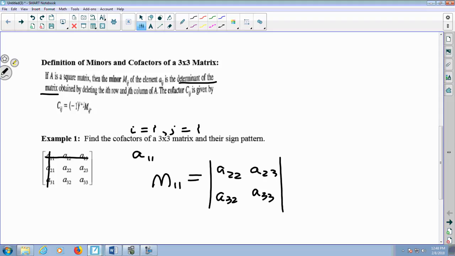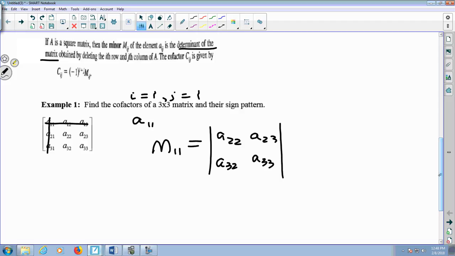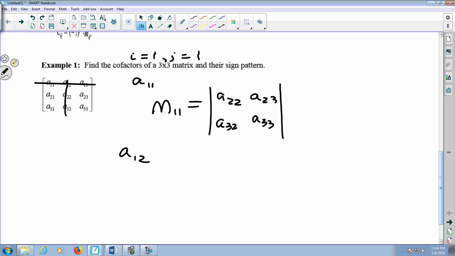Okay, let's look at another one. Right now we're just calculating minors. Let's look at A12. If I go to A12 here, I'm going to cancel out the ith row, which is 1 in this case, and the j column, which is 2. And we're left with the minor, which is, since i is 1 here and j is 2, the minor 1, 2, and that would be what's left over: A21, A23, A31, and A33.